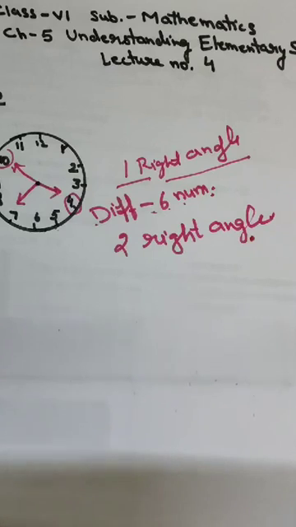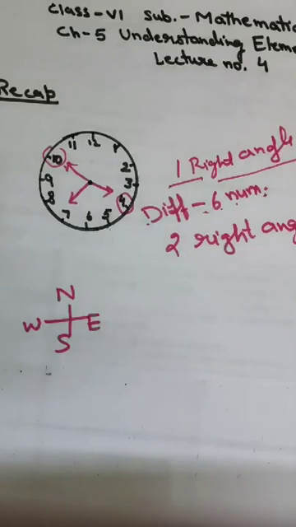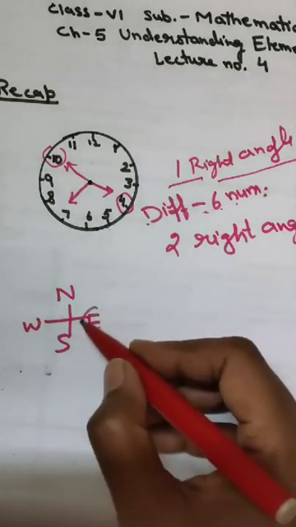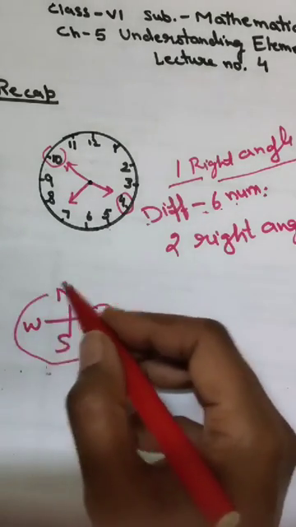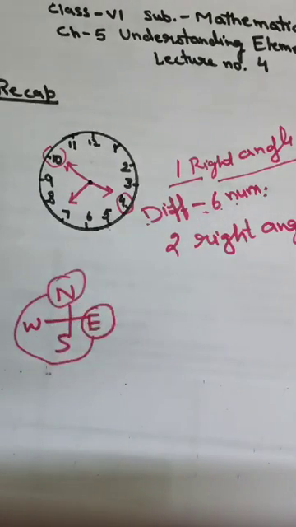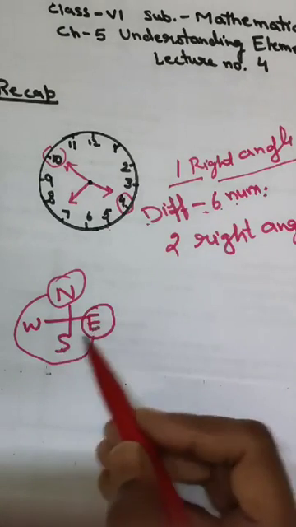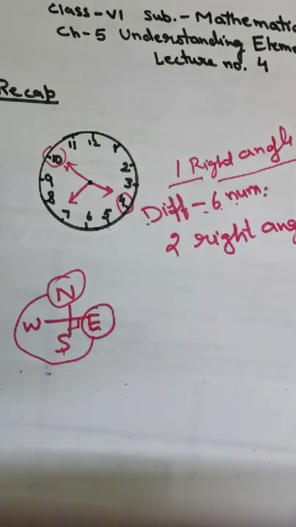This we have done. Another thing that we have done in lecture number 3 is the direction clock. First of all, see the direction clock. This is our direction clock. Now suppose we start facing towards east, and we move up to north. Now you have to tell how many right angles we make from east to north, and we are moving clockwise. So the difference between two directions will make one right angle.